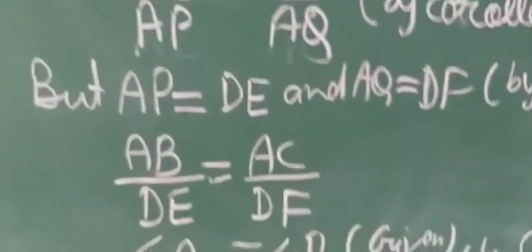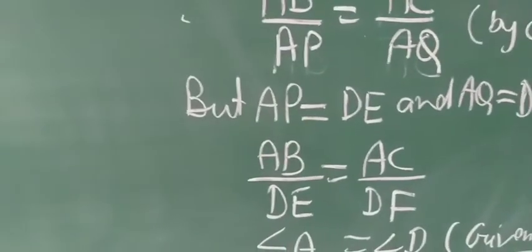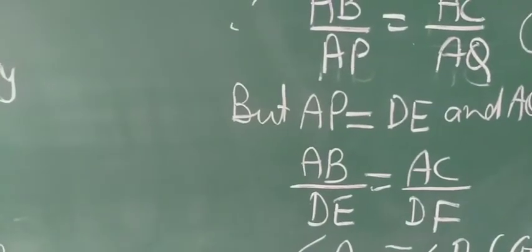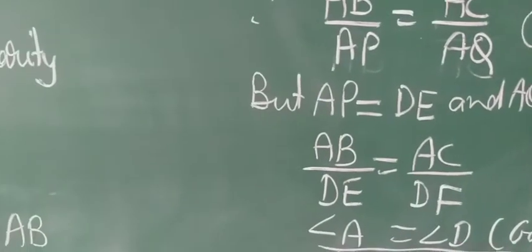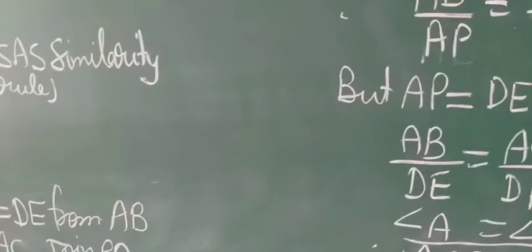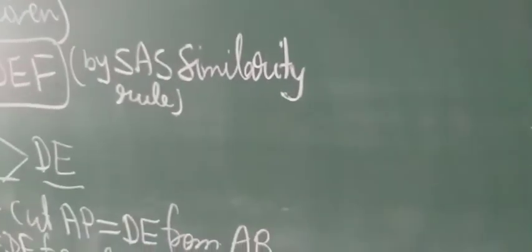So students, you have seen in this theorem, three angles are given equal to three angles of another triangle, and there are three cases. Case 1, AB equals DE. Case 2, AB less than DE. Case 3, AB greater than DE.